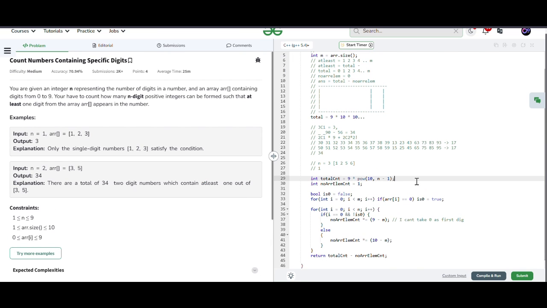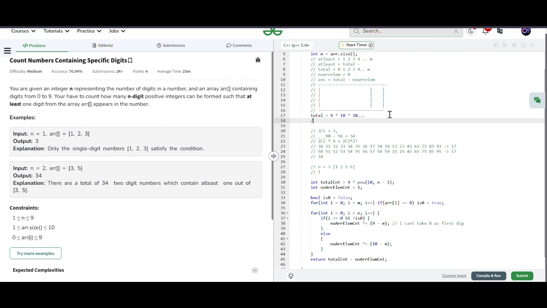So I just need to count the total number of possibilities, which is much easier. For the first place, I can't take zero, so I have nine possibilities for the digit: one, two, three, up to nine. And from the second digit, I have 10 possibilities because this time I can take zero also. For all the next digits, that would also be 10 possibilities. So for this case, I have 90 total, that is 9 into 10: 9 for the first digit and 10 for the second digit.